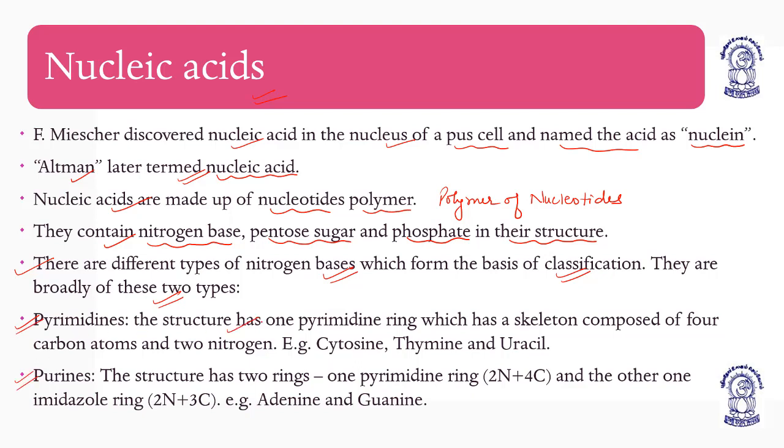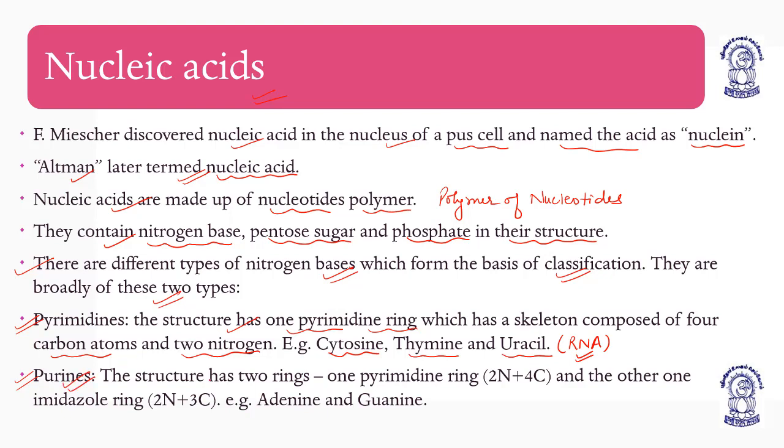Pyrimidine bases have one pyrimidine ring, which has a skeleton composed of 4 carbon atoms and 2 nitrogen atoms. The examples are cytosine, thymine, and uracil. Uracil is used in RNA.